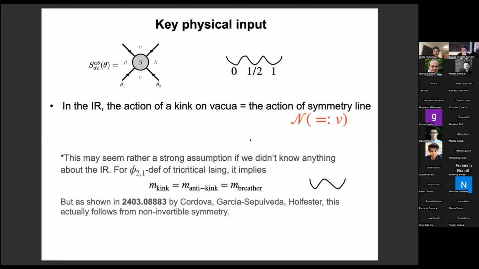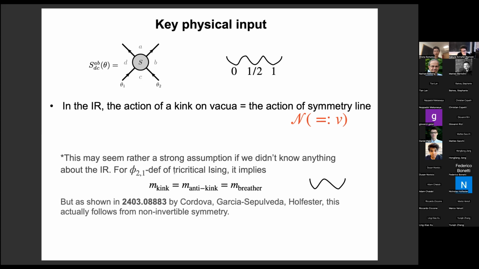I should also emphasize that this identification of the kink with the action of the symmetry line is actually a rather strong assumption, if we didn't know anything about the IR. For example, I'm not going to explain the details, but consider the other flow that I mentioned, the phi 2,1 deformation of the tricritical Ising model, and then declare that the world line of a kink is the same as the symmetry line, which in that case is the symmetry line W of the Fibonacci fusion category. This immediately implies that the mass of the kink is the same as the mass of the breather. In this deformation, the IR has two vacua, which are asymmetric. People know that there are three kinds of stable particle, a kink and an anti-kink, and a breather, which is a fluctuation around this vacuum. And people also notice that these three masses are exactly equal.